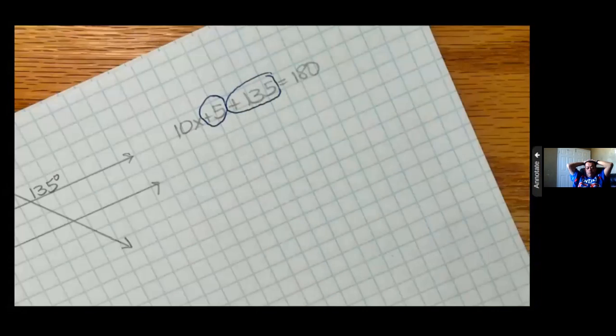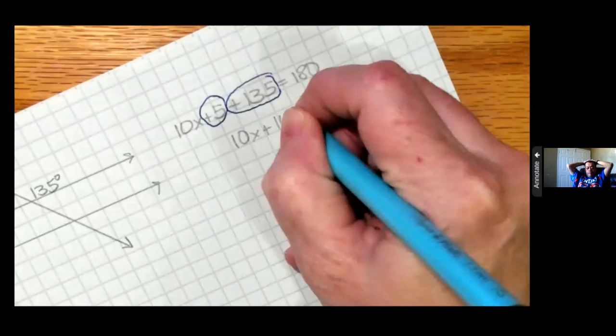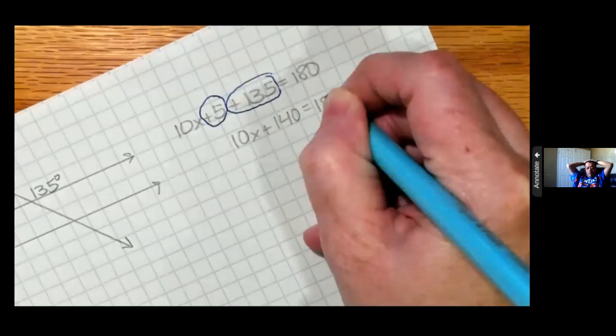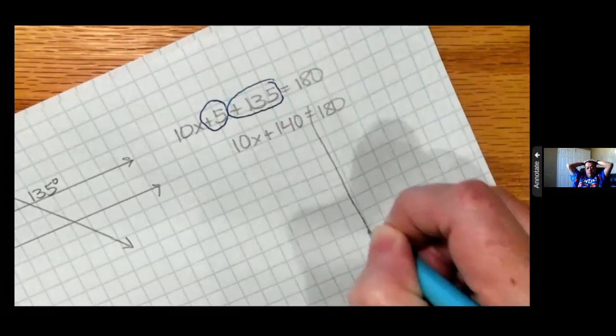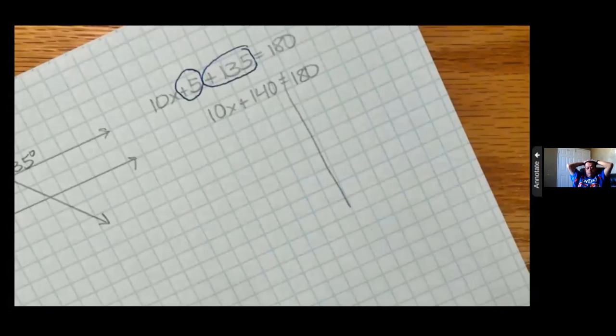Okay, so 10x is going to come down. I'm going to add 5 to 135, which is 140. And then I'm going to split my thing here. I need to do what next? I'm always tempted to solve it for you guys. You need to tell me what to do next. You subtract 140 from both sides. Very good. Good job, you guys.